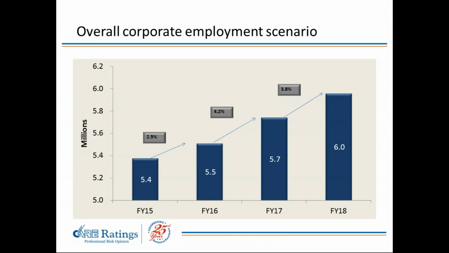The overall corporate employment during FY15 to 18 shows that the total permanent employees rose from around 5.4 million in FY15 to around 6 million in FY18. That is a compound annual growth rate of 3.5%. In terms of absolute number of additions of permanent employees, FY18 saw a higher number of additions. However, in terms of growth rate, there has been a moderation in growth from that in FY17.